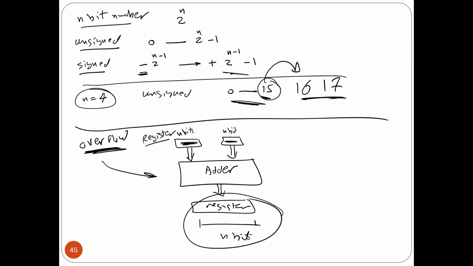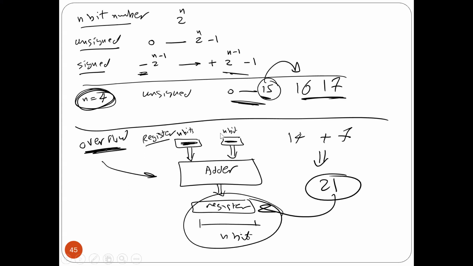For example, I give you a very simple example. I told you in case n is equal to 4 bits. So for example, if I have here the numbers 14 plus 7, so the result should be 21. Can I store 21 in 4 bits? The answer for sure, no. So in this case, overflow happens. Overflow means I want to store the result in a certain space, which is n bits, but this is not enough, because the number gets bigger. Here, n bits was enough to store this number.